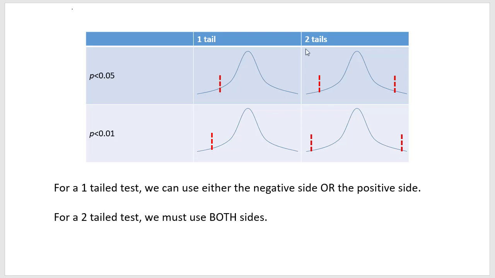For a two-tailed test, what we end up doing is having two cutoff zones. So we have a cutoff zone on both sides of the curve. When we have a 1% test, that cutoff zone is even smaller because we are interested in only 1% of the entire area under the curve. For a one-tailed test, we use either negative or positive, but for a two-tailed test, we use both sides simultaneously, and you'll see what that looks like here in just a few moments.